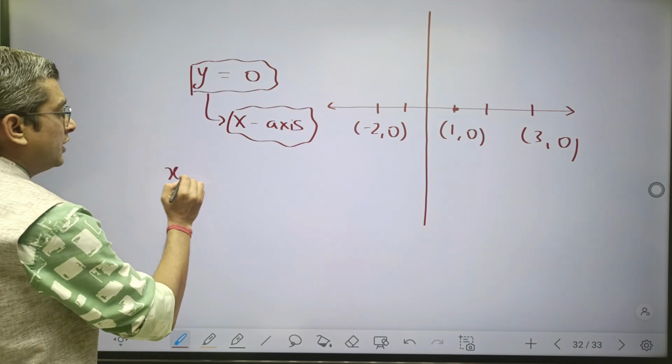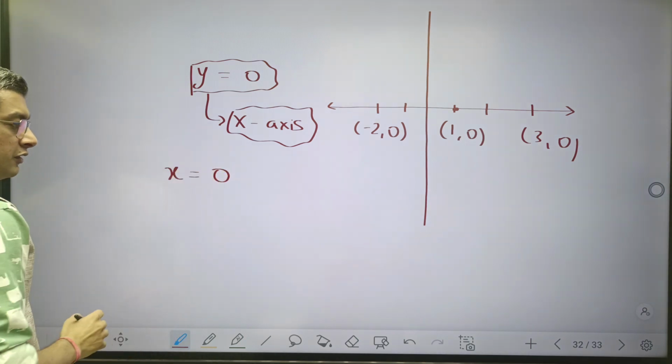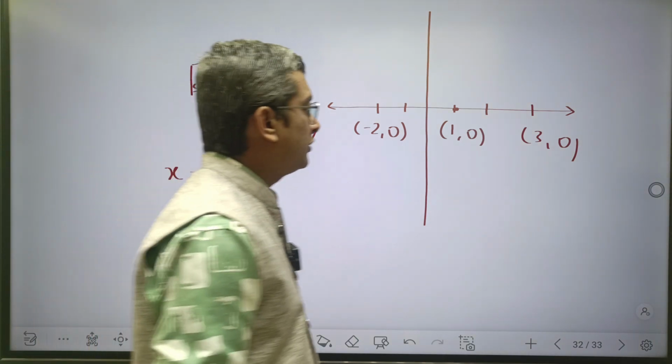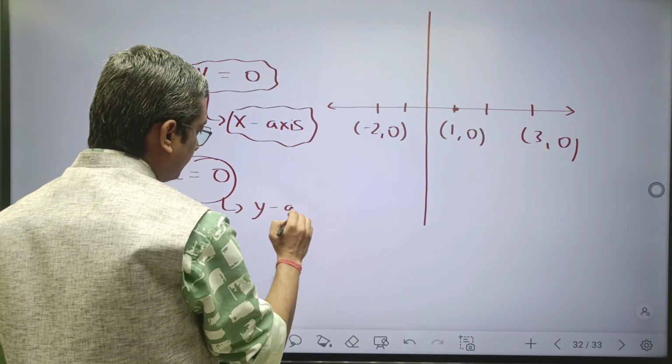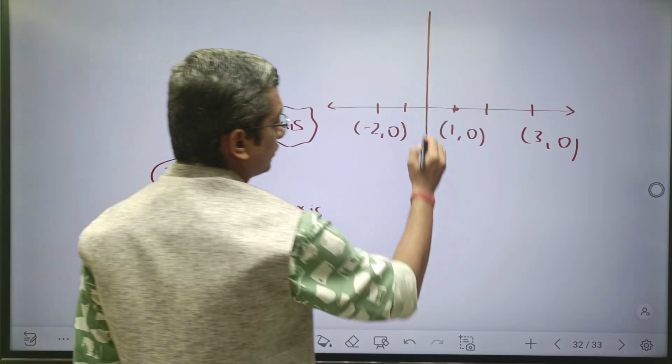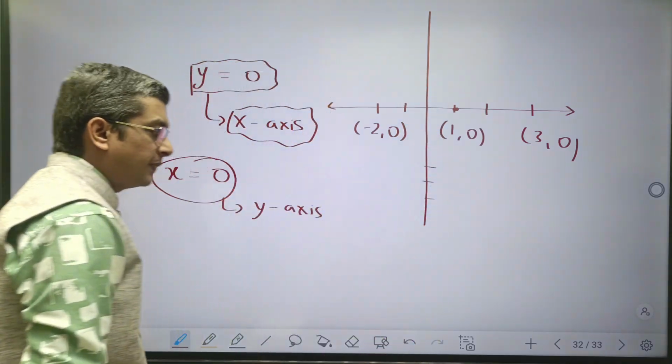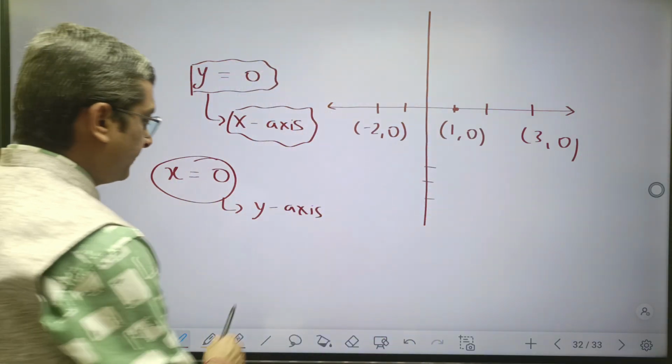Similarly, the equation x is equal to 0 is represented by the y-axis, because at every point of the y-axis the coordinate of x is 0, isn't it? So this is very important.